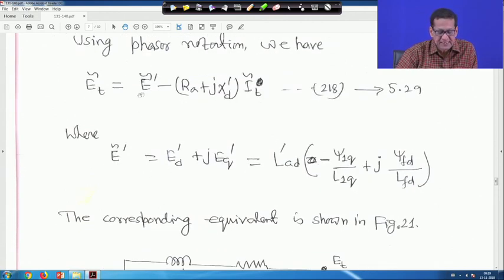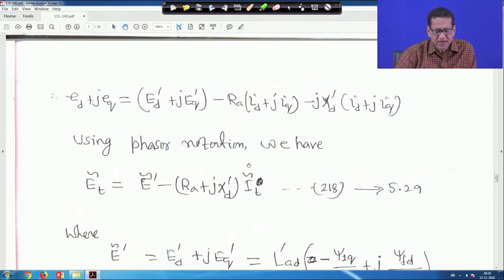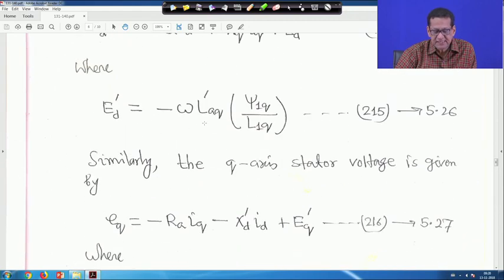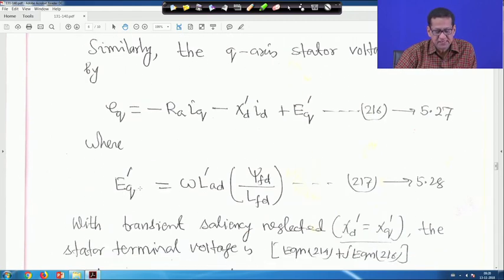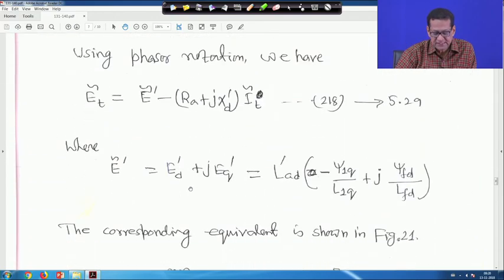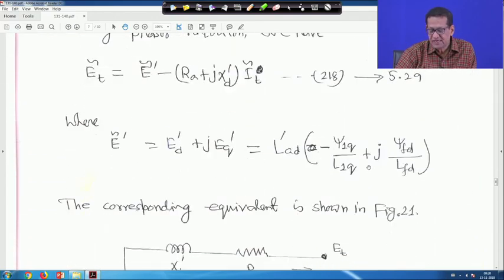Or E dash tilde is equal to E d dash plus j E q dash, which is equal to L A d dash minus in bracket psi 1 q upon L 1 q plus j psi f d upon L f d, because E d dash and E q dash we have defined. This is capital E d dash and this is capital E q dash. Just put those things in this equation. So, it will be like this.